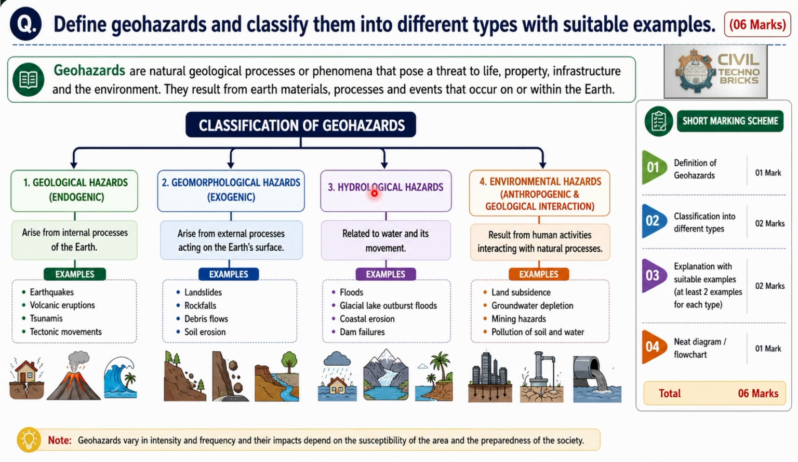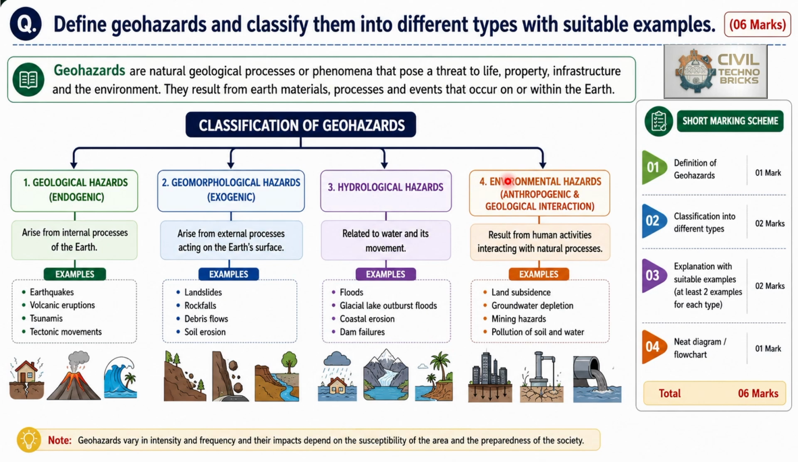Third one, that are the hydrological hazards. They are related to water and its movement. Also we can say hydrogeological hazards, also the movement of water beneath the earth surface, we can take it here. The examples are floods, glacial lake outburst floods, coastal erosion, dam failures and many more.